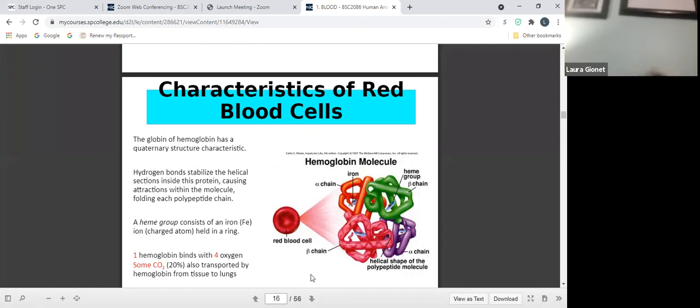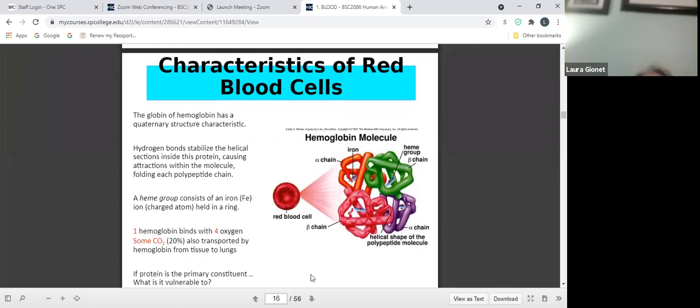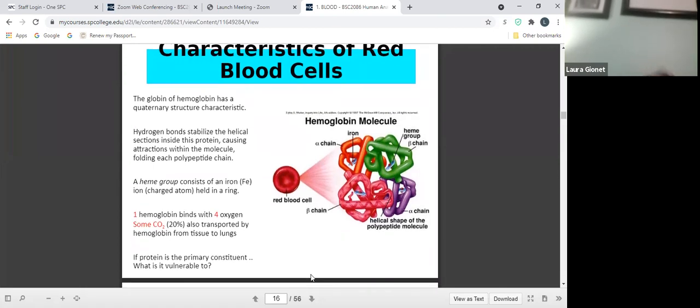What else is important? 1 hemoglobin binds with 4 oxygens, because it's a quaternary structure. So each knot there has its own heme group, an iron molecule and an oxygen molecule. Some carbon dioxide is transported by the hemoglobin from the tissues to the lungs as well. And then it says at the bottom, if protein is the primary constituent, what is it vulnerable to? That's what I was referring to, as far as the hydrogen bonds. It's very vulnerable to high temperature and low pH.